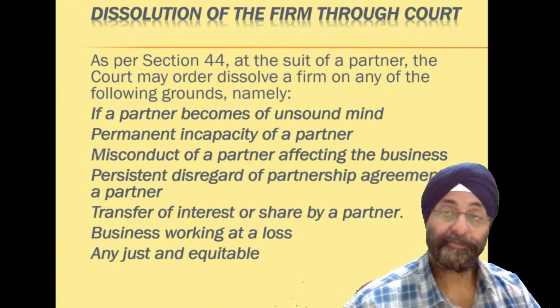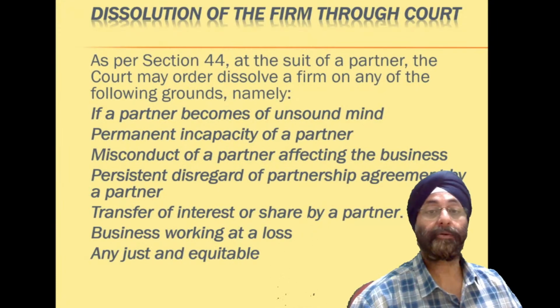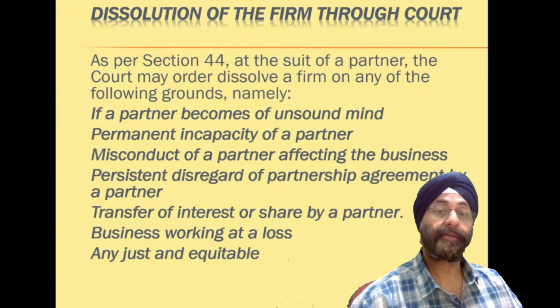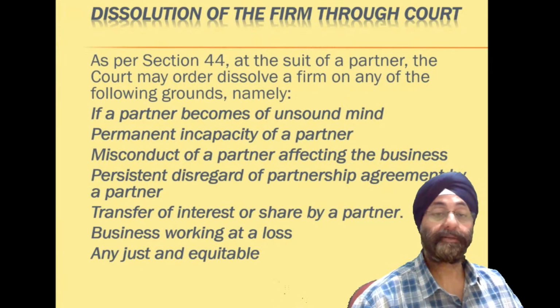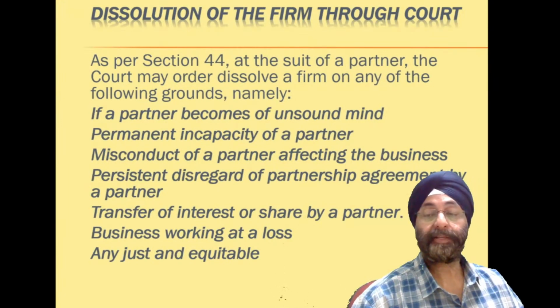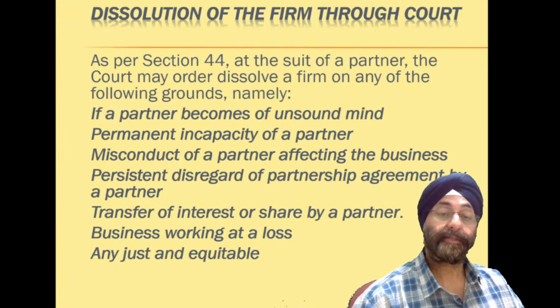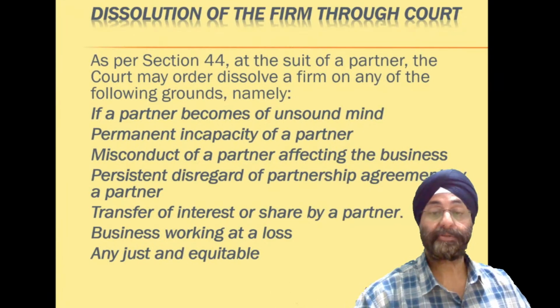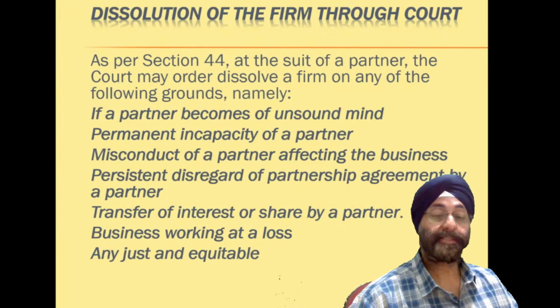Now, in the case of dissolution of the firm through court, as per section 44, at the suit of a partner, the court may order to dissolve a firm on any of the following grounds, namely: if a partner becomes of unsound mind; permanent incapacity of a partner; misconduct of a partner affecting the business of the firm; willful disregard of partnership agreement by a partner; transfer of interest or the share by a partner; business working in a continuous loss; and any just or equitable ground.